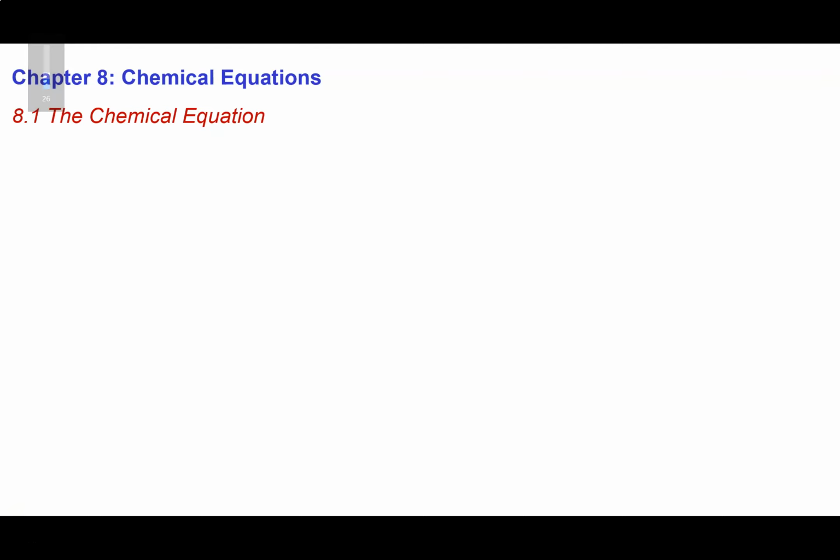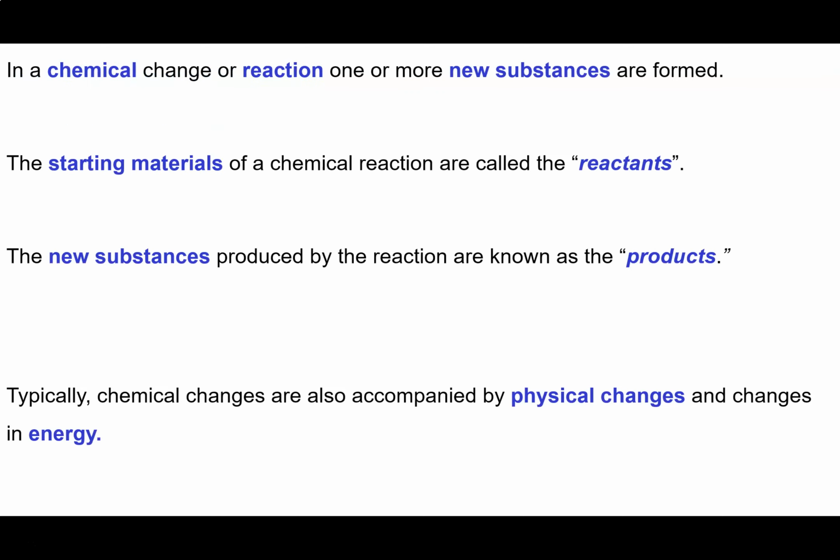So chapter 8 is all about chemical equations, and we're going to begin by defining what we mean by a chemical equation. In a chemical change or chemical reaction, one or more new substances are formed. So we're always going to have what we call the products. The products are going to be different from the things they're made of, which are called the reactants. Sometimes the reactants are referred to as the starting materials.